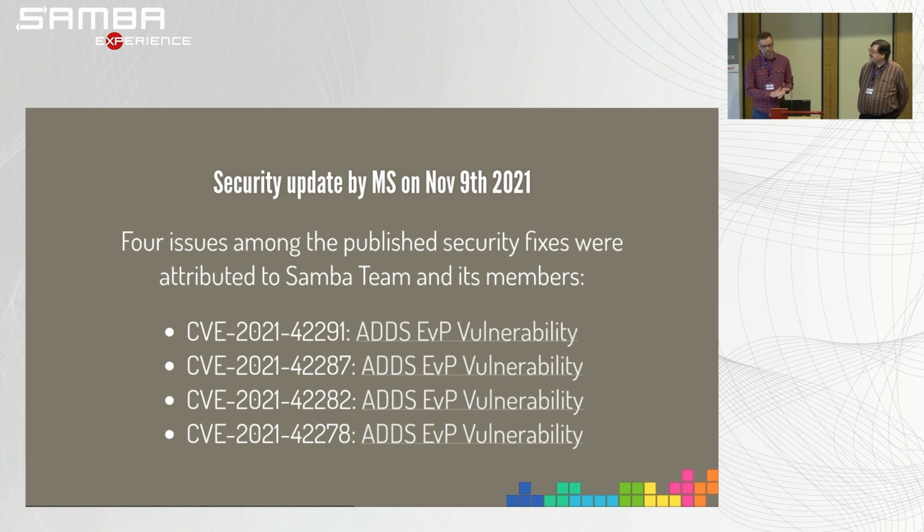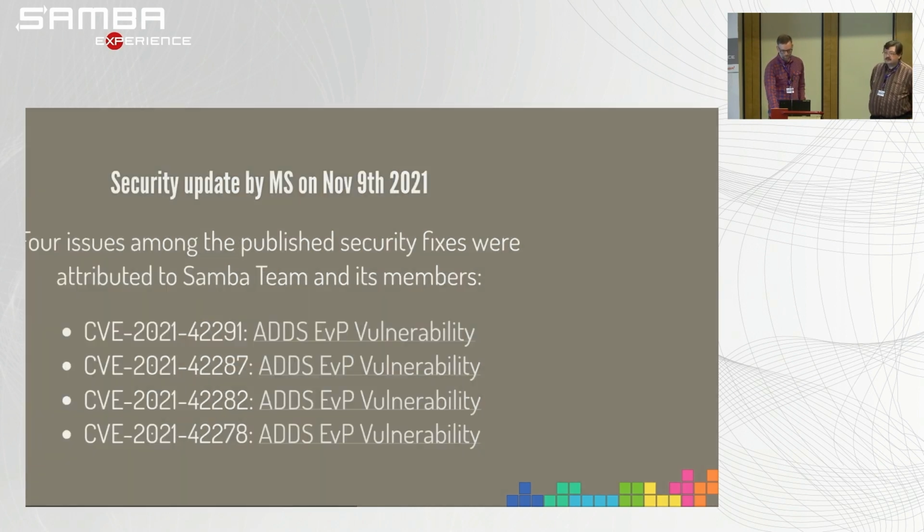So it all started with a security update by Microsoft on November the 9th in 2021. Four issues among the published security fixes were attributed to the Samba team and its members, and all of them were elevation of privilege vulnerabilities inside of Active Directory. Again, for more details about these CVEs, please watch Andrew's talk from last year.